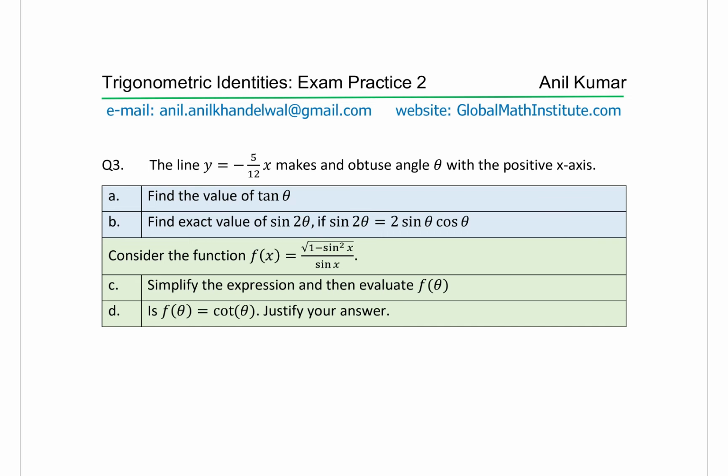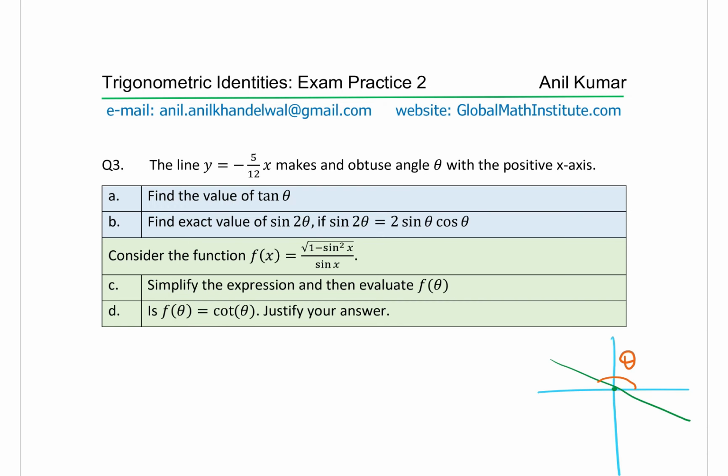Correct. So let's begin with the very first part, understanding what is given to us. We're talking about a line. So let me sketch the line here. y equals minus 5 over 12x. So it's dropping, correct? So line is coming downwards with a slope of rise over run 5 over 12. So let's say that is the line. Okay. Now it goes through the origin. It makes an obtuse angle theta. So this is the obtuse angle theta which we are talking about.